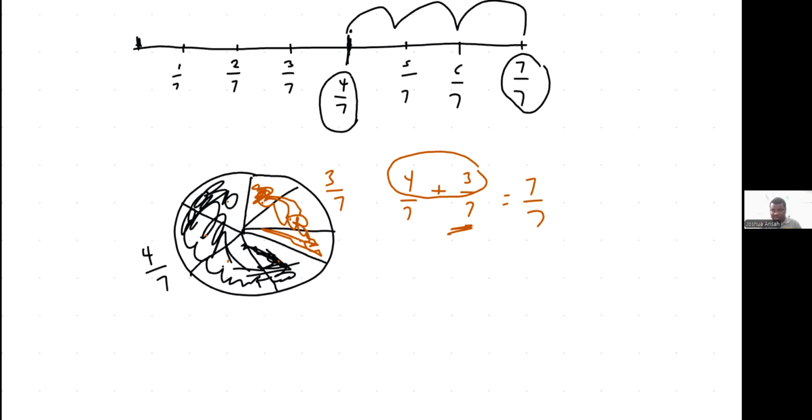Let's look at another example. If I have 3 out of 11 plus 7 out of 11, what do I do? I add the top numbers, 3 plus 7, and then I maintain one of the denominators, because they are the same, 11. And 3 plus 7 is 10 out of 11.